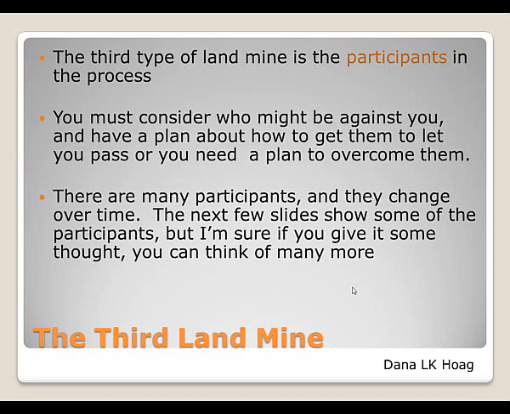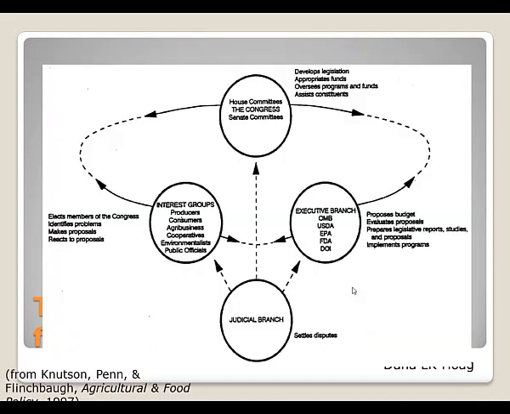Okay? There are many participants, and they change over time. The next few slides show some of the participants, but I'm going to move through those really quickly because they're in my notes, and they change so much. I think the main thing I just want you to understand is when you go out there and you think you have a good plan, like suppose you're interested in the youth in agriculture, and you go out and you think, who could be against this? There are lots of people who might be against you and lots of people who might be for you, and it's a good idea to understand who's going to pop up and be in your way before you start trudging through that minefield. So let's quickly go through these participants.